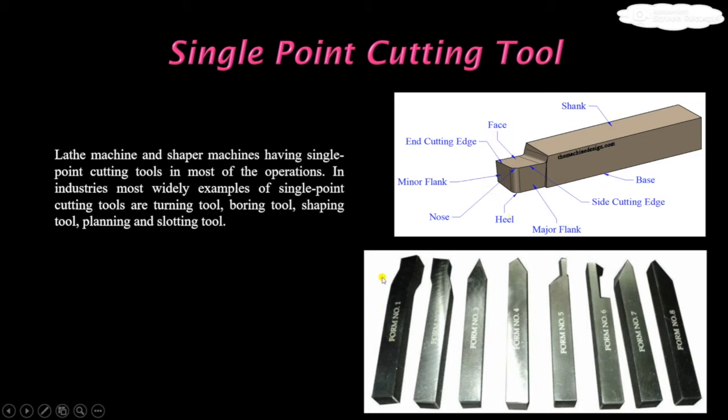And some of the very common tools used here are these. And all here are single point cutting tools. At a time, only one cutting edge is in operation, and that's why it is called the single point cutting tool. In shaping machine, again these single point cutting tools are used.